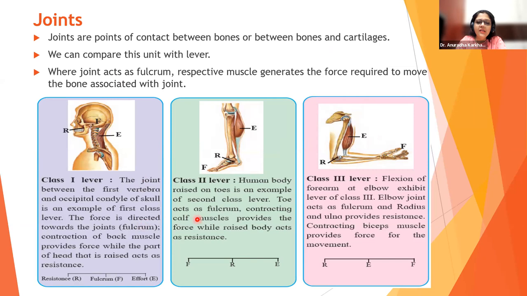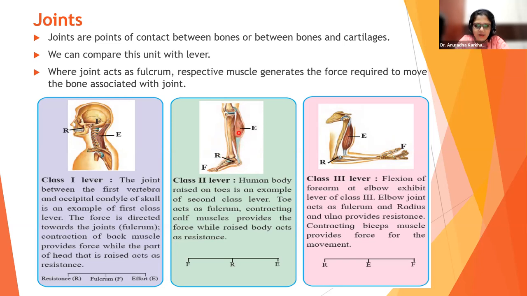Kya hai dekhi? Class 2 level, human body raised on toes is an example of second class level. So when you go to stand on your toes, ye dekho, ye, it has been uplifted, right? It is an example of second class level. Toe acts as fulcrum, dekho, right? Contracting calf muscles. These are the calf muscles. Contracting because if your leg is going to be turned this way, the pressure would come on whom? The calf muscles. So, yahan par apne calf muscles hote hai. The contracting calf muscles provide force, while raised body acts as resistance. Correct? So, yahan par jo hai, resistance hai, raised body.